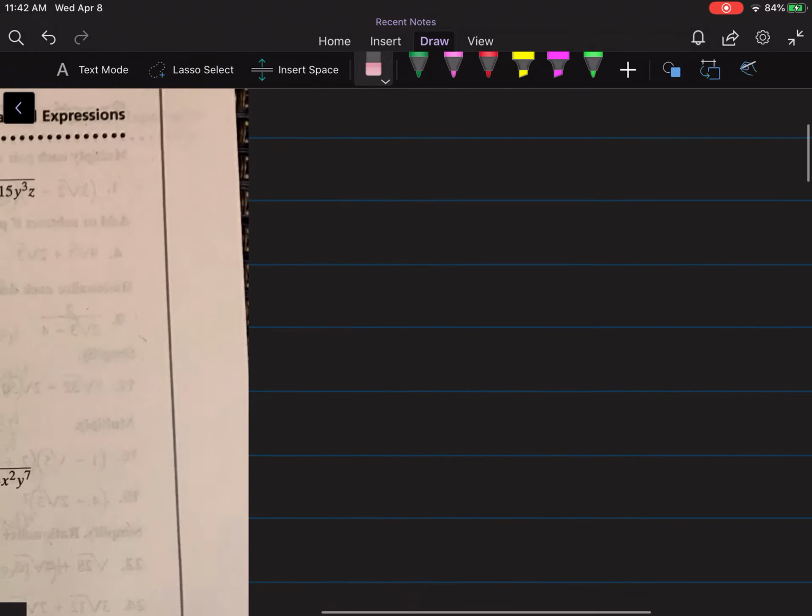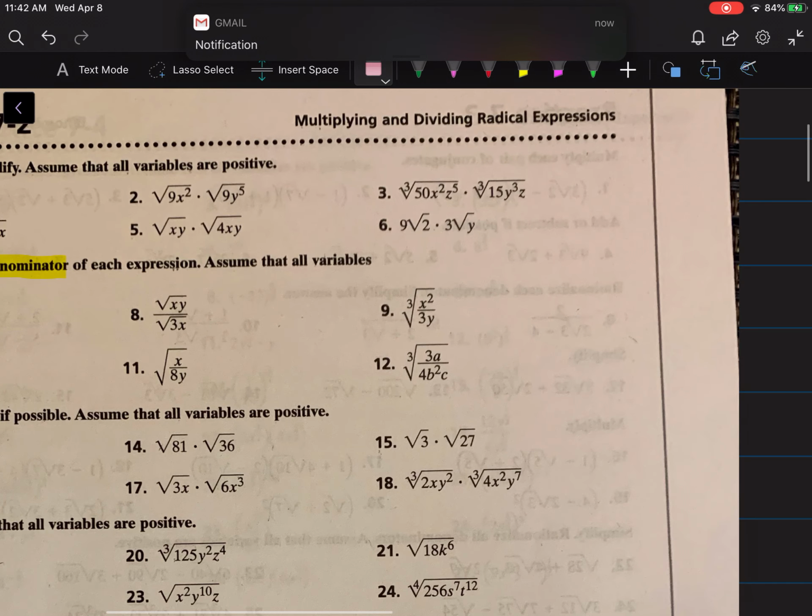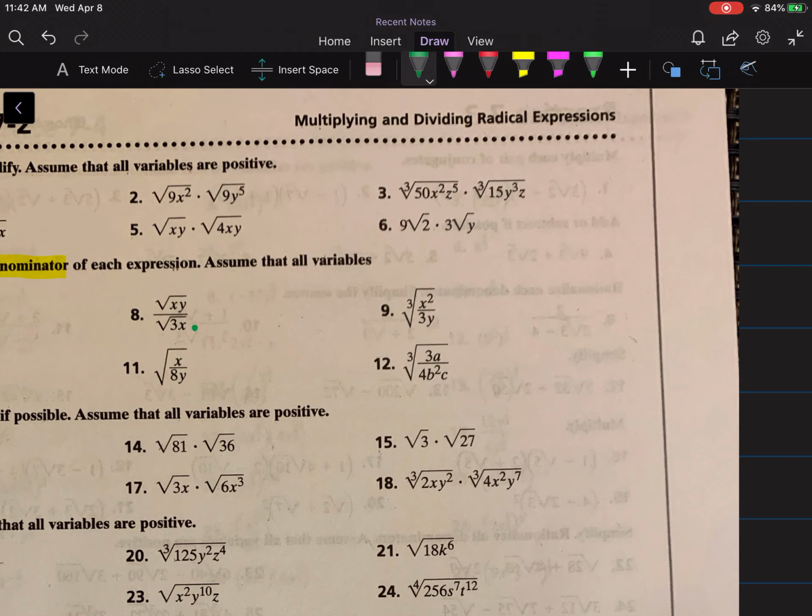Now the next one is square root of xy divided by square root of 3. So we're going to multiply both the top and the bottom by square root of 3x. Let me make my pencil a little smaller. So at the top we're going to have square root 3 times x times y, all divided by 3x. I'm going to do my work over here.